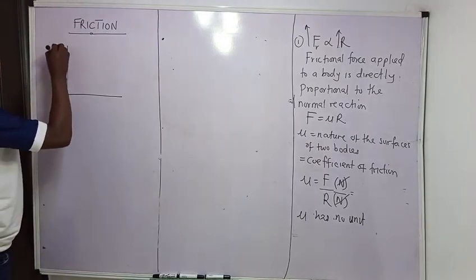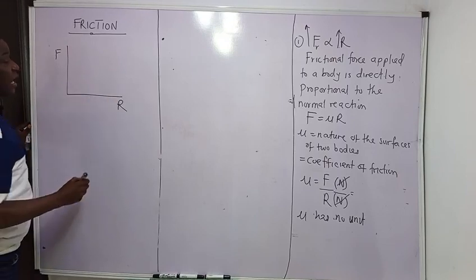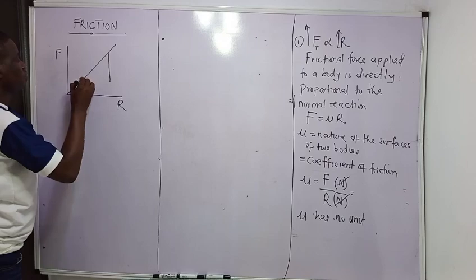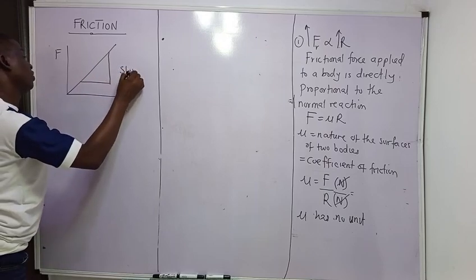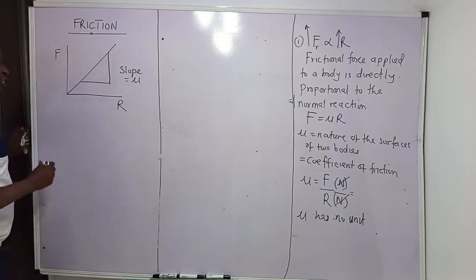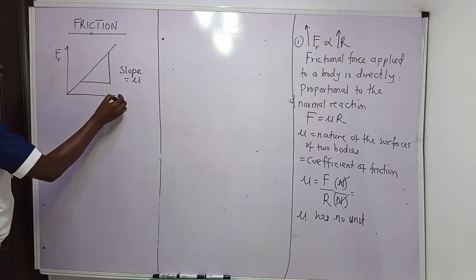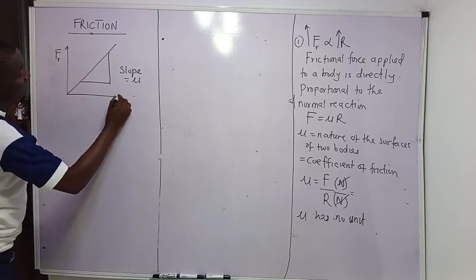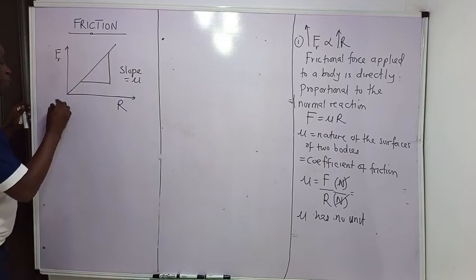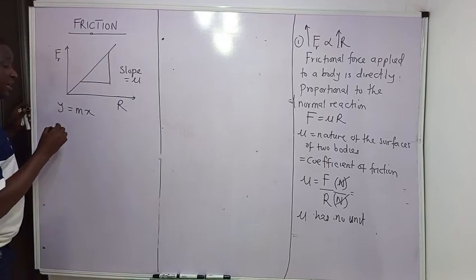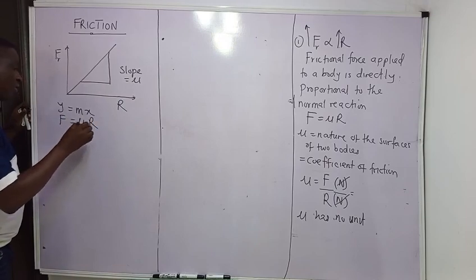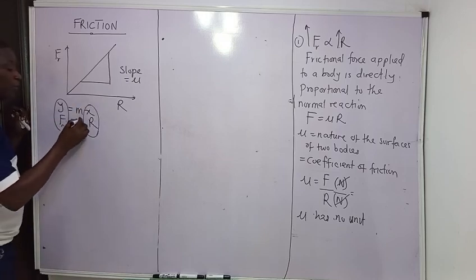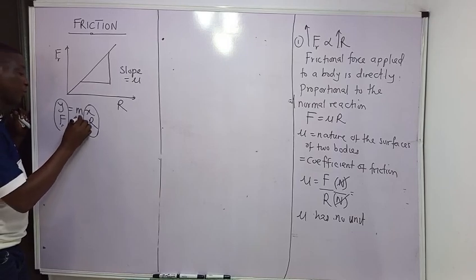Now, if you plot the graph of F against R, it will be a straight line graph, and the slope will be equal to the coefficient of friction. So frictional force is plotted against normal reaction. Take note of that. Why is this straight line graph passing through the origin? Because there is no intercept. You compare with y equals mx, meaning F equals mu R. You plot F on the vertical and R on the horizontal. The slope is your coefficient of friction here.